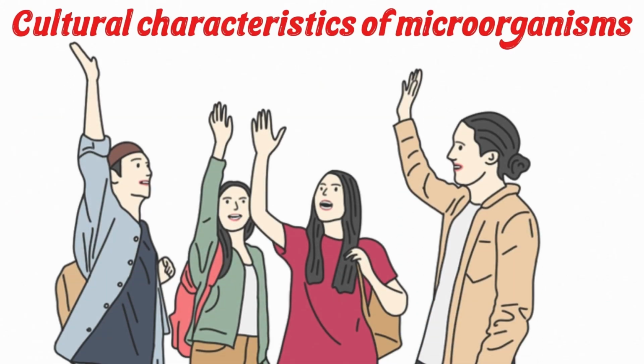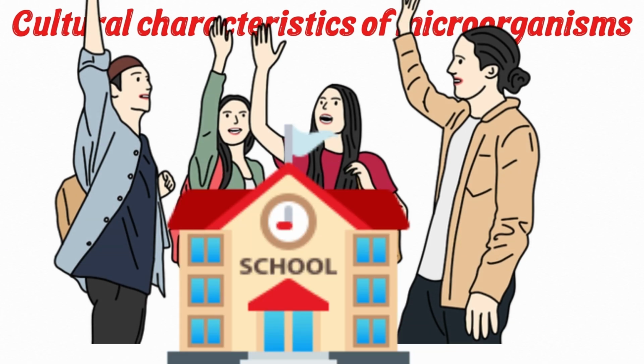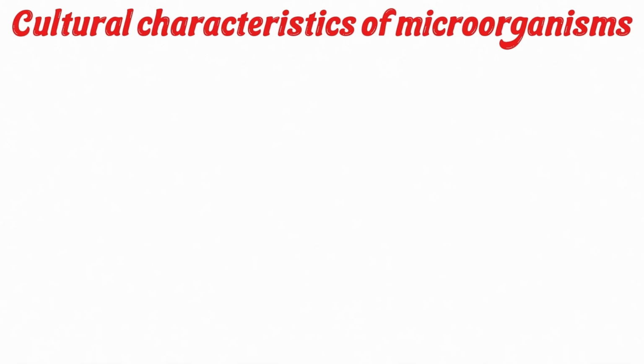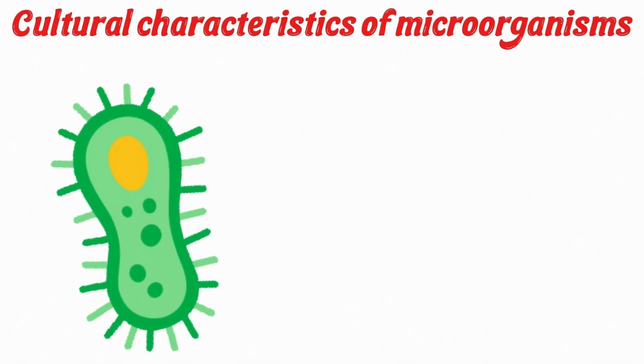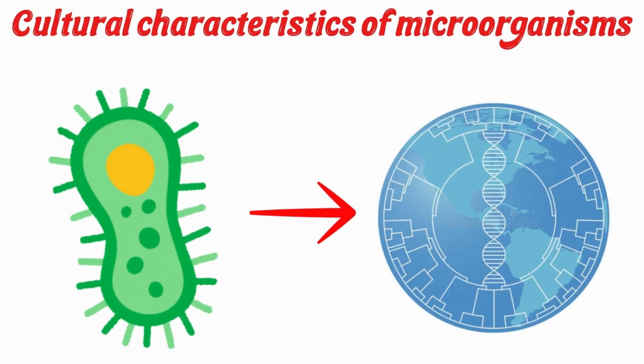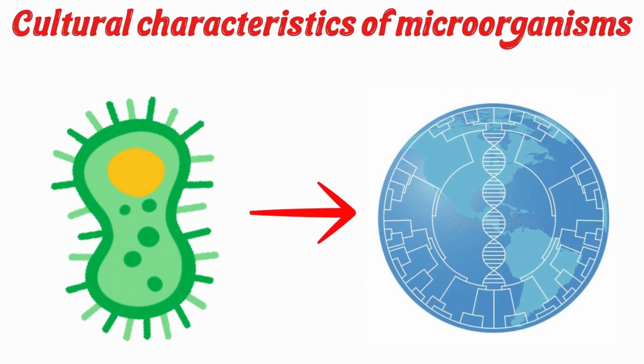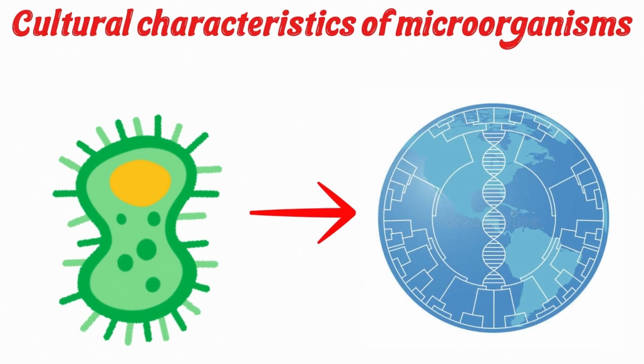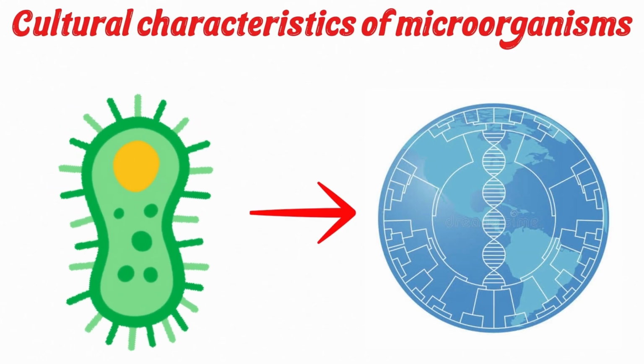And just like humans behave differently at home, in school, or on a playground, microorganisms also behave differently depending on the medium in which they grow. And the principle behind these differences is that every microorganism has its own unique genetic makeup. Because of these genetic differences, microorganisms grow differently, produce different pigments, secrete different enzymes, and spread differently on culture media.